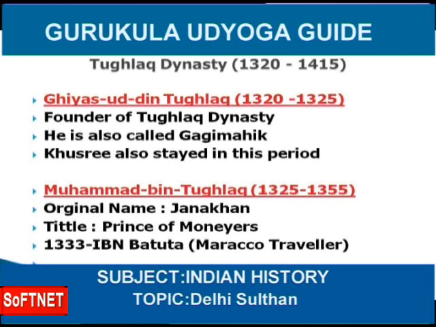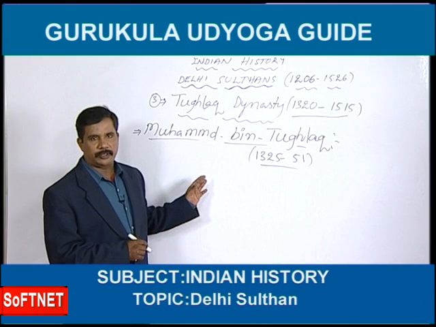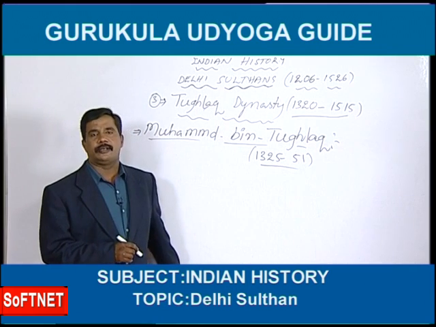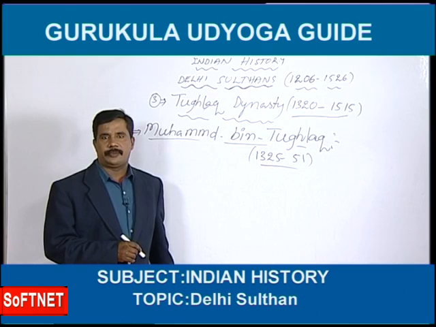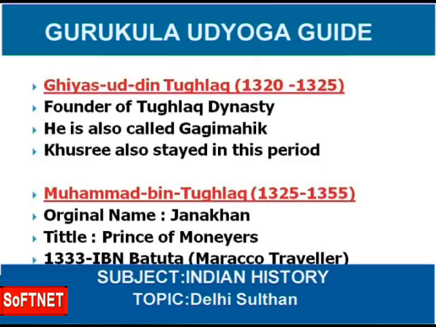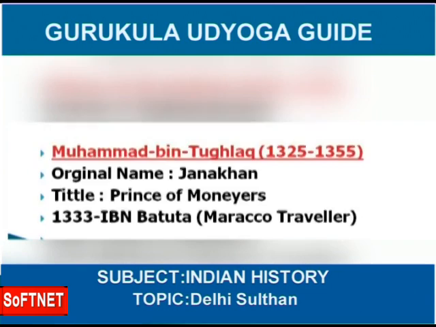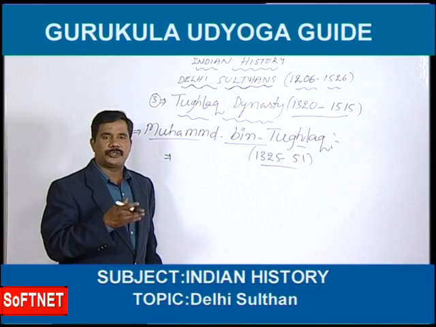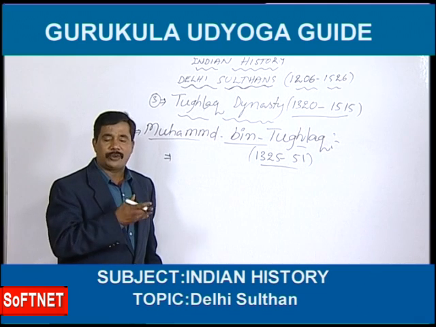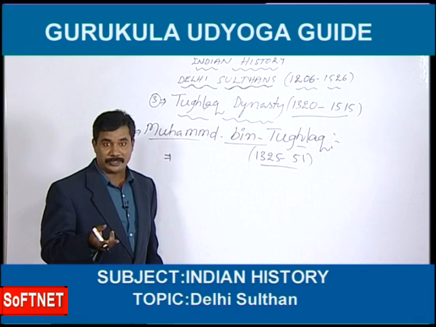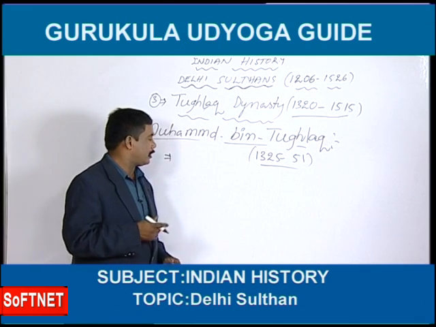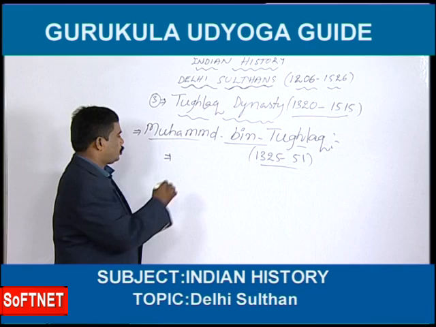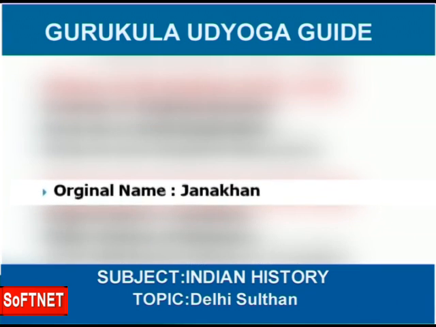After Ghayazuddin Tughlaq, the most important ruler is Muhammad bin Tughlaq. Muhammad bin Tughlaq was one of the most important rulers in the Sultan dynasty. He is also the most controversial Sultan. He introduced so many new reforms, but they gave bad results. Because of those bad results, he became controversial. We can think about that later. His original name was Juna Khan.